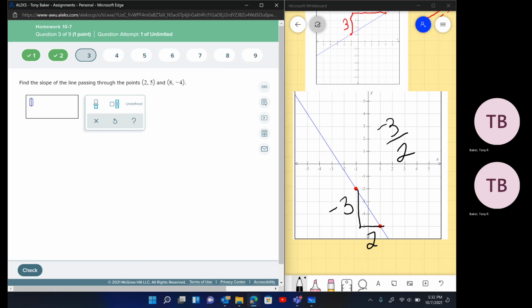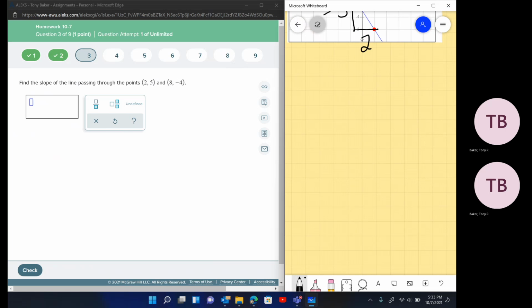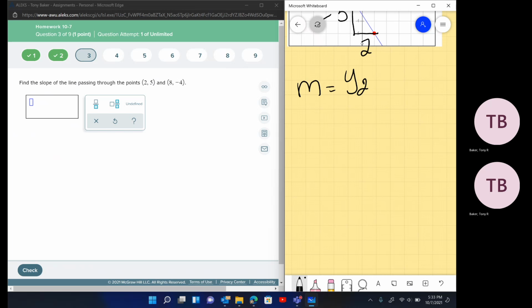All right, if they're giving you points, now you've got one of two choices. You can make a graph, or you can use the slope equation. We're going to do it the slope equation. I'm going to show you that equation. My slope equation is m equals y2 minus y1 over x2 minus x1.